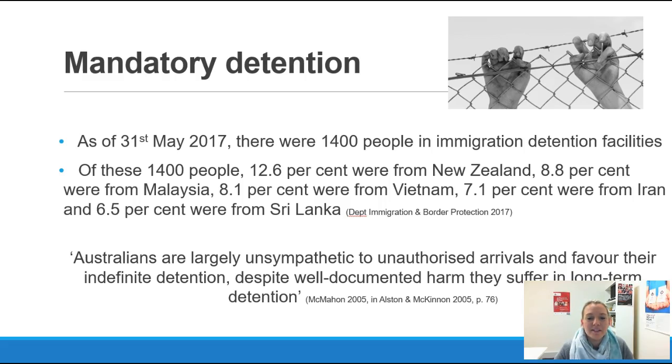So at present, actually almost 13% of those in mandatory detention are from New Zealand. About 9% are from Malaysia, 8% from Vietnam, and 7% from Iran, and 6.5% from Sri Lanka. So I just grabbed those stats quickly off the Department of Immigration and Border Protection website, which I know you all reviewed within your learning modules. And I found those stats quite interesting, a little surprising, I guess.